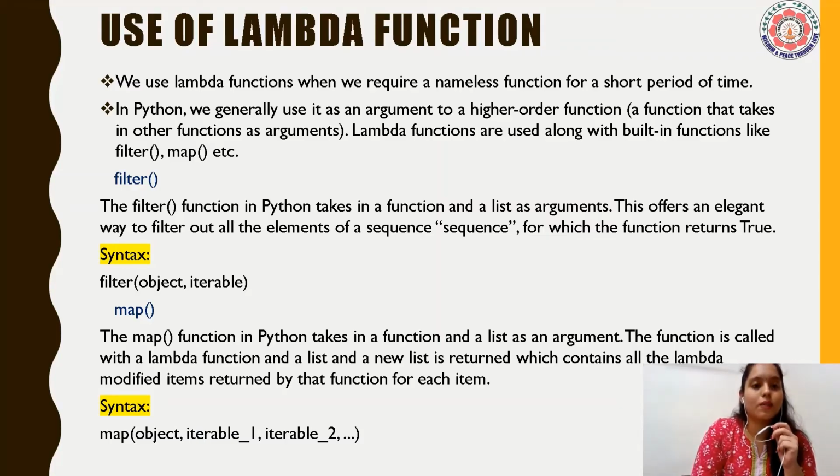Now let us see how to use a lambda function. We use lambda functions when we require a nameless function for a short period of time. In Python, we generally use it as an argument to a higher order function. Lambda functions are used along with built-in functions like filter, map, etc. Now let's see each of these functions in detail, the filter function and the map function separately.